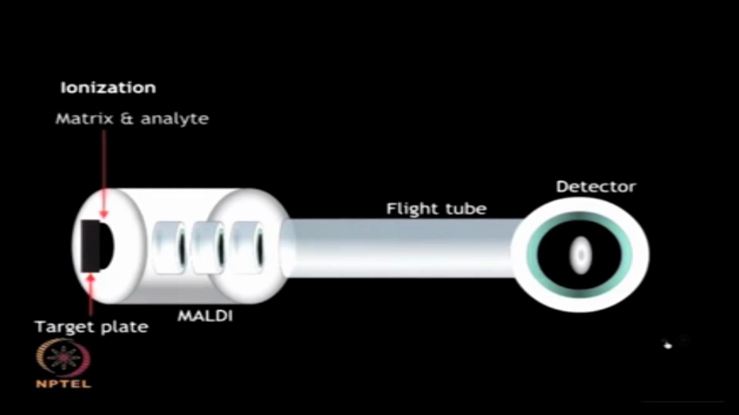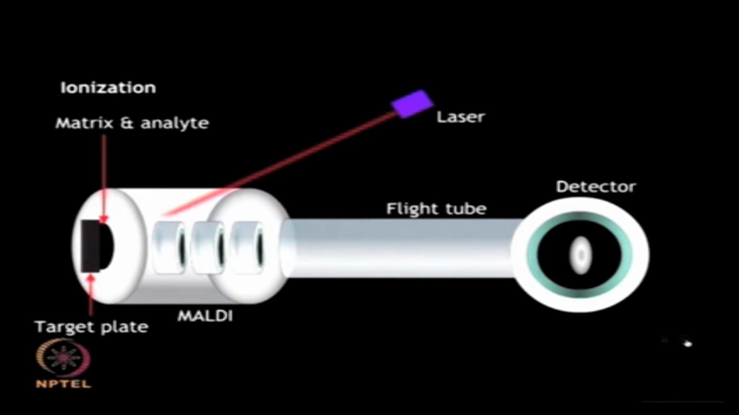The target plate containing the spotted matrix and analyte can be further placed in a vacuum chamber, where high voltage and short laser pulses are applied. The laser energy gets absorbed by the matrix and is transferred to the analyte molecules, which undergo rapid sublimation, resulting in gas phase ions.